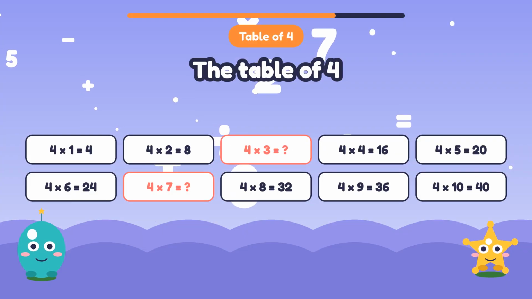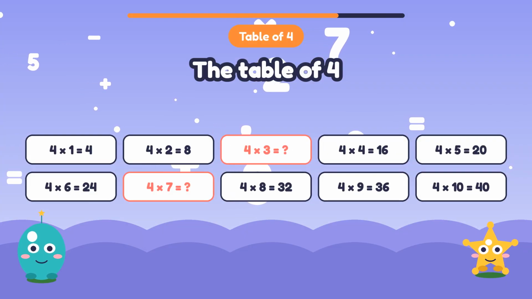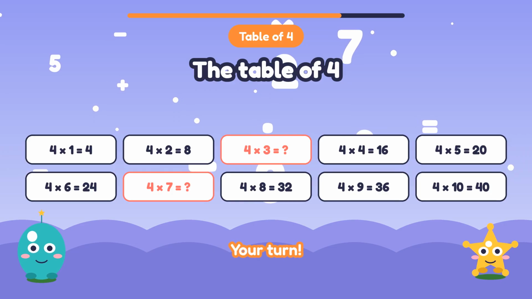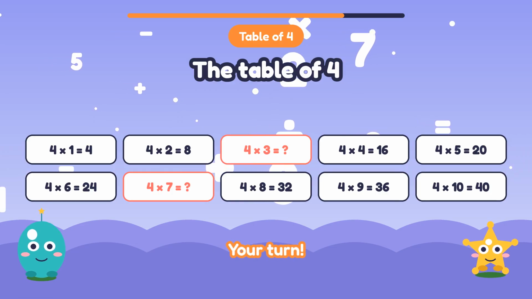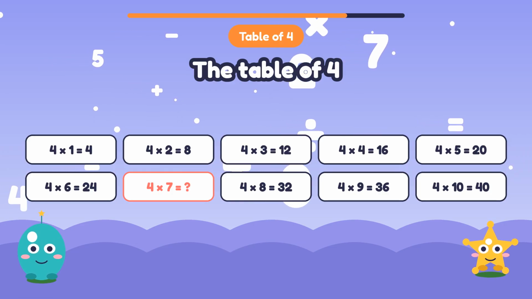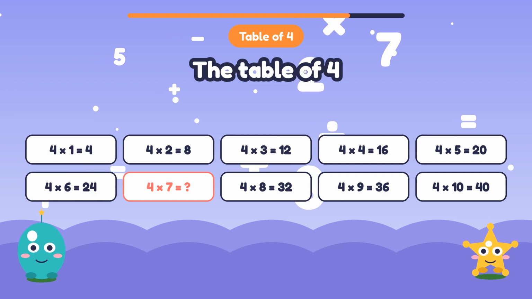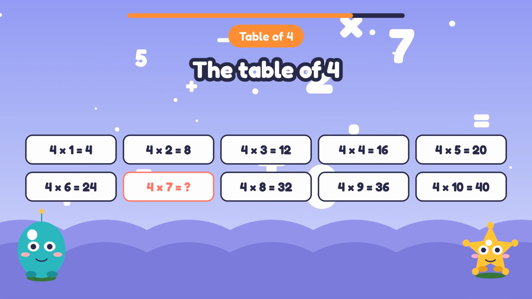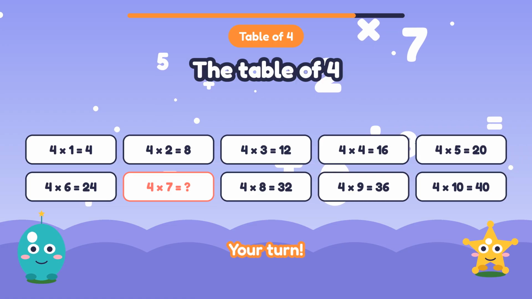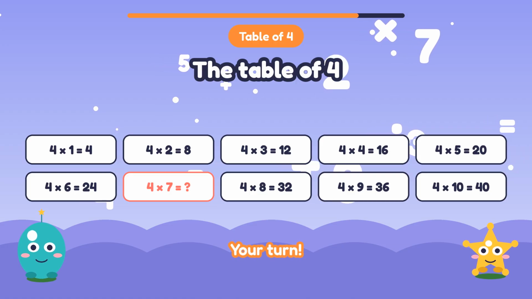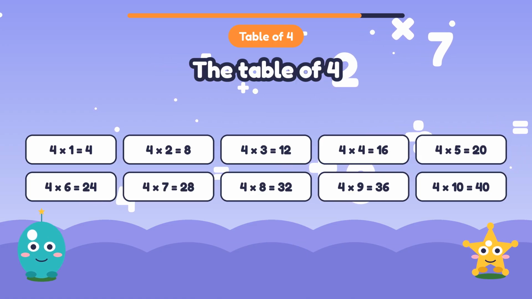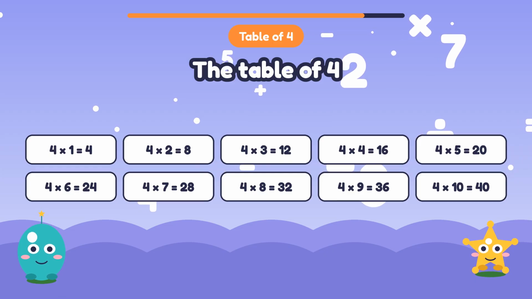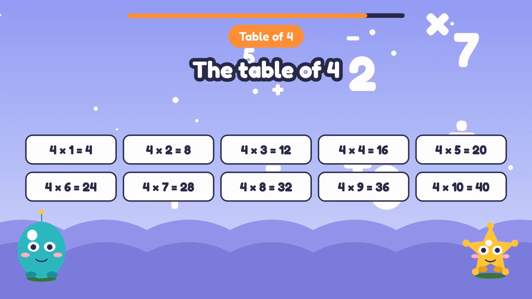Your turn. What is 4 times 3? 12. 3 groups of 4 is 12. And what is 4 times 7? 28. 4 times 6 is 24, and 4 more is 28.